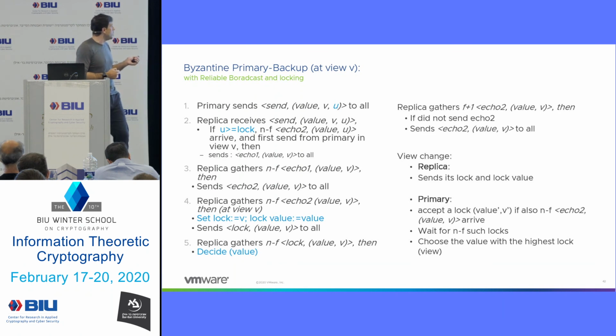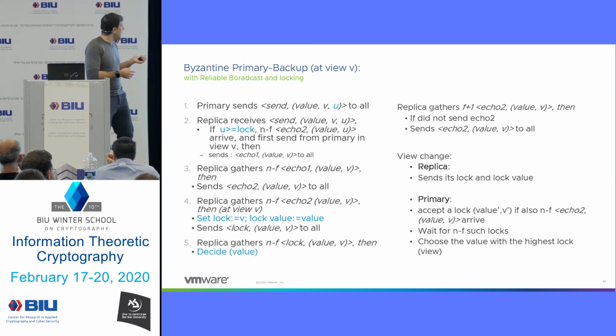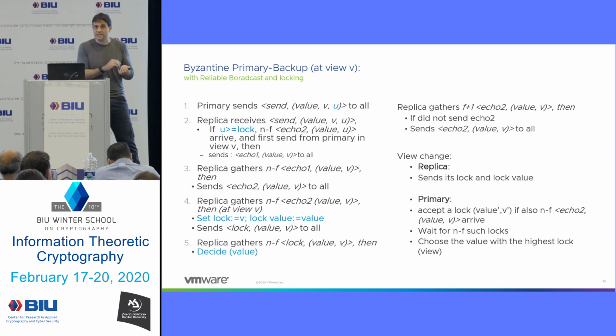And so what do you do as a replica? Well, you do two things that are new. First, you have some lock, and you make sure that the view that the primary is sending you is at least as big as what you've seen. This is making sure, for safety, that you as a replica will not accept messages from a lower view number. And the second thing you're making sure is that this u and value are indeed correct, are indeed sent. And here you just wait for n minus f echo 2s. So these are the two new tests that you make, and all the remaining protocol stays exactly the same.